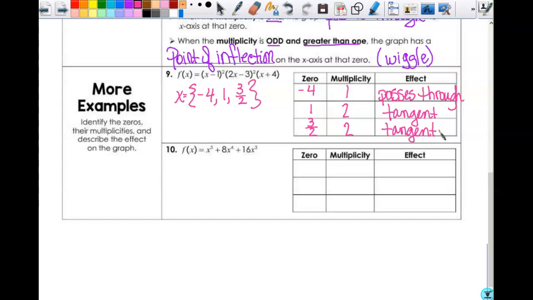What questions do we have? We all good? Okay. So if you're good, you don't have any questions, do number 10 on your own. You got to factor it first.